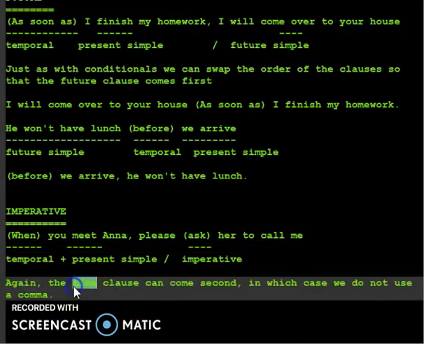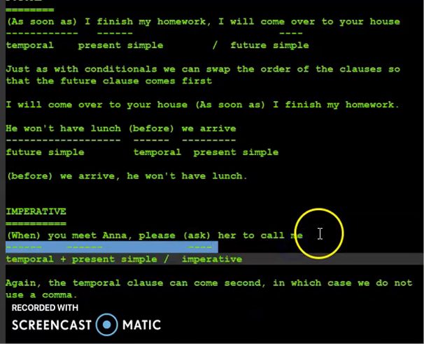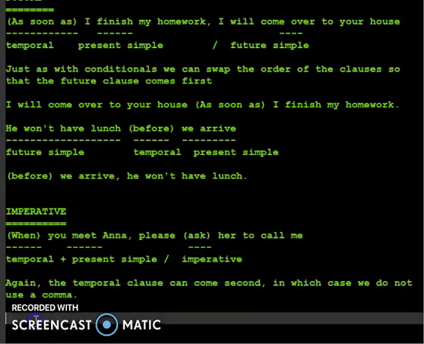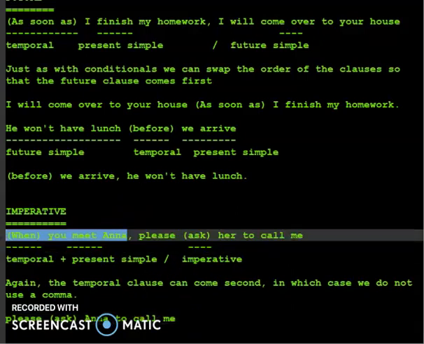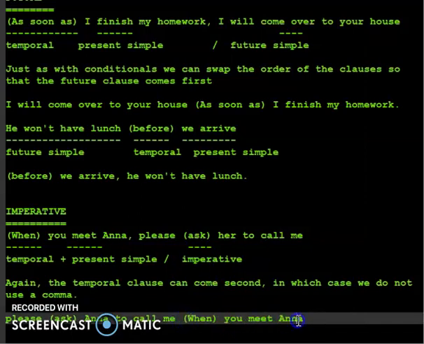Again, the temporal time clause can come second, in which case you do not use a comma. So if we switch it around, we get, please ask Anna, in this case we should specify it's Anna, to call me when you meet her. Please ask Anna to call me when you meet her.